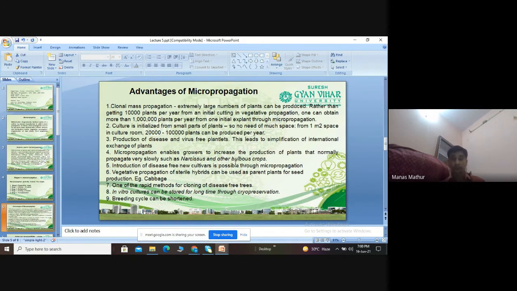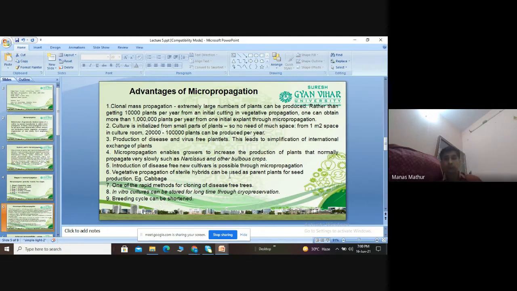So this can increase the production of certain plants which grow very slowly. Vegetative propagation of sterile hybrids can be used to produce parent plants for seed production. Like certain hybrid varieties, for example cabbage, they are sterile initially. But when we use their seed in tissue culture media, they can germinate very fast. So their seeds can be used as the parent plant from which we can develop many plants. Example is cabbage.